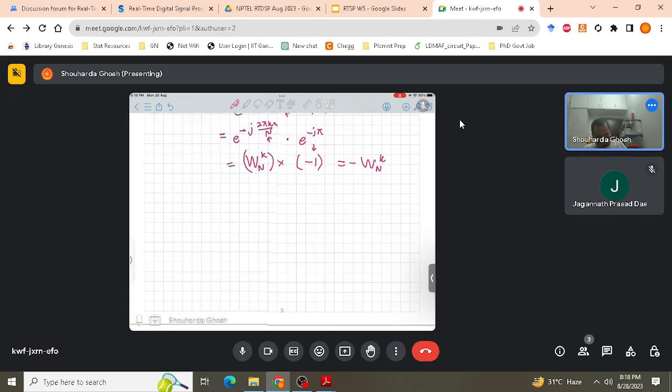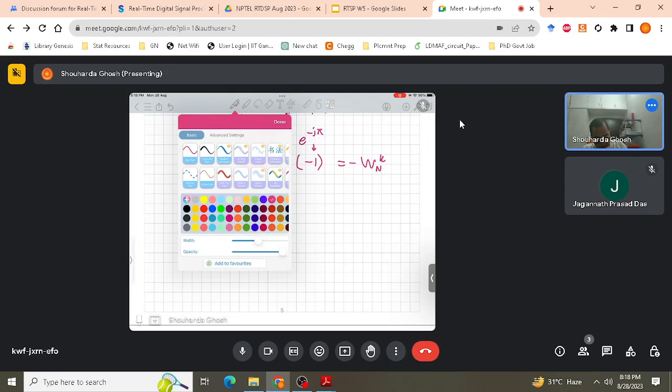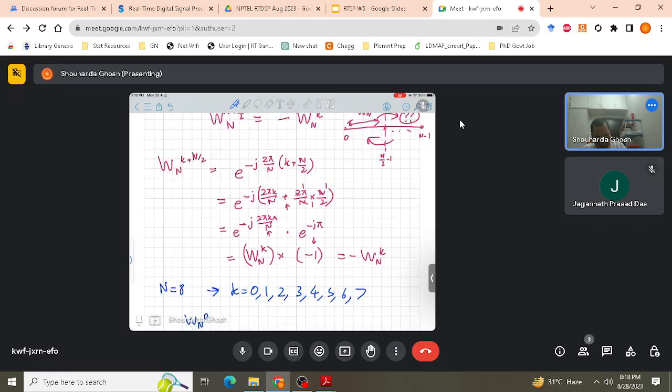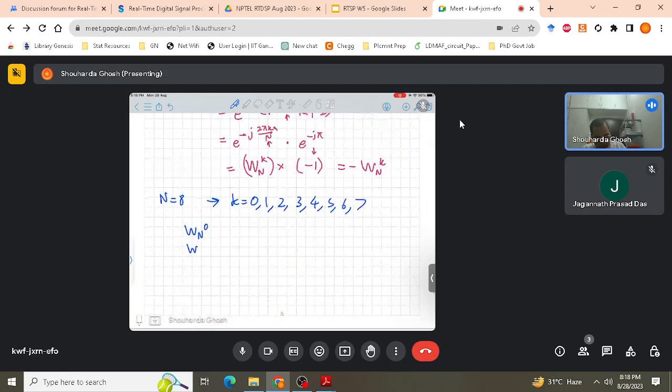So what am I trying to say? Let's look at this with n equal to 8. n equal to 8 means in general k equals 0, 1, 2, 3, 4, 5, 6, 7. Now do we really need to calculate all of them? Let's see. W n of 0 is fine. We said that it's up to n by 2, so let's remember that n by 2 is 4. W n of 1, let us calculate.